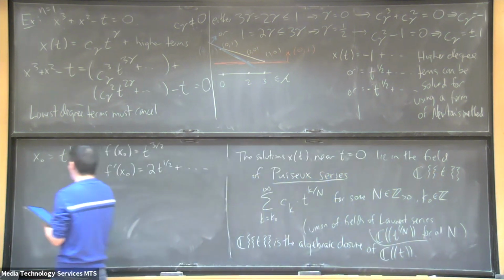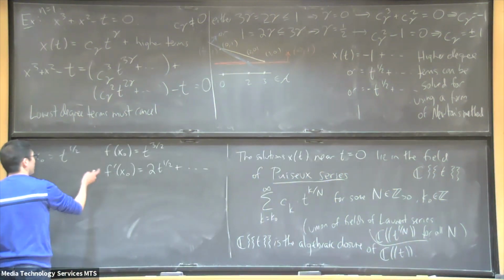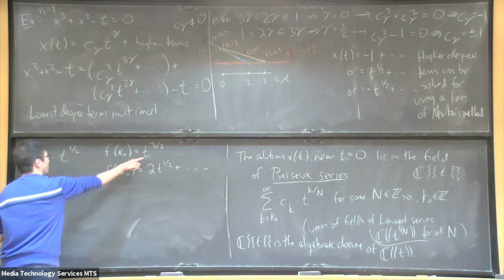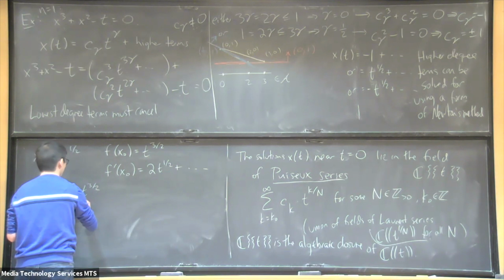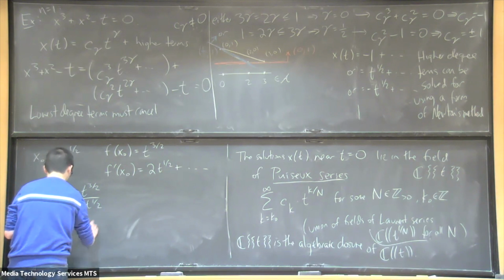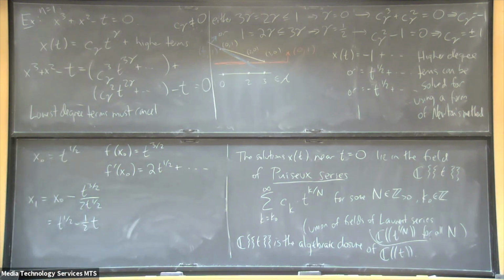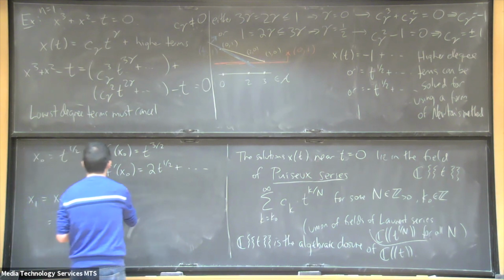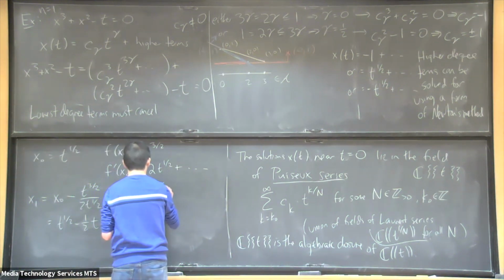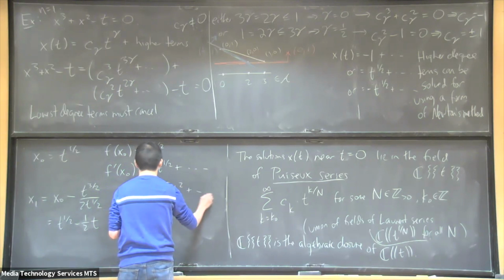And so we can correct by taking x1 to be x0 minus the leading terms here, t to the 3/2 over 2 t to the 1/2, which is t to the 1/2 minus 1/2 t. And now if we were to compute f of x1, we would find that it would agree in its first two terms. And then we could compute what it's off by. F of x1 is, in this case, minus 5/4 t squared plus higher order terms.